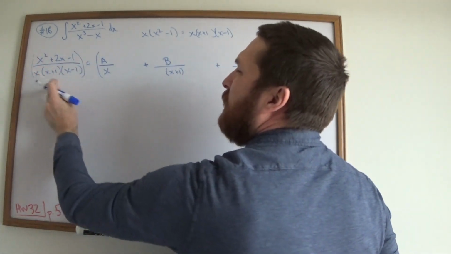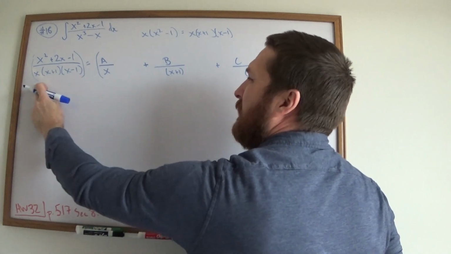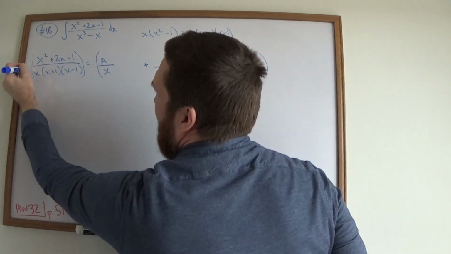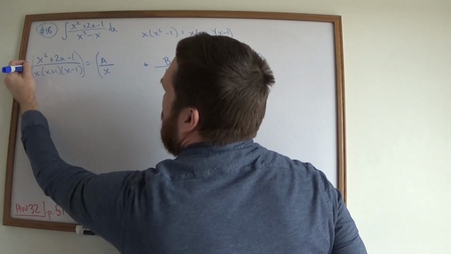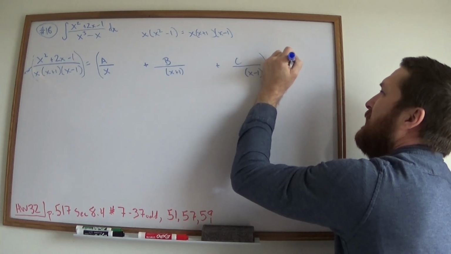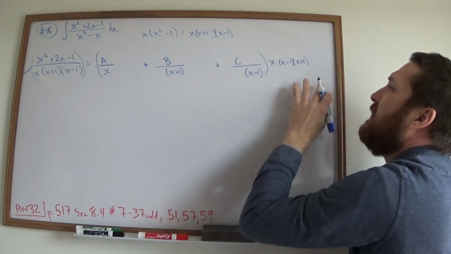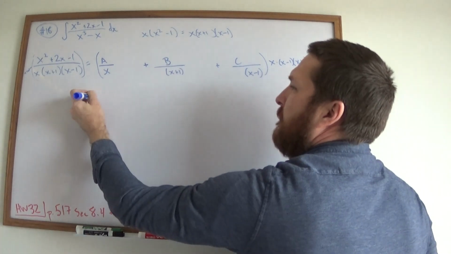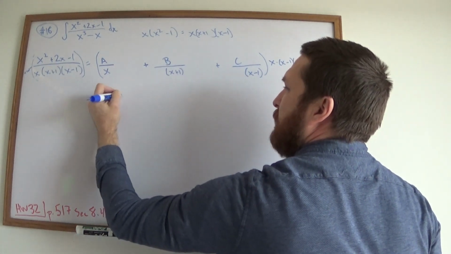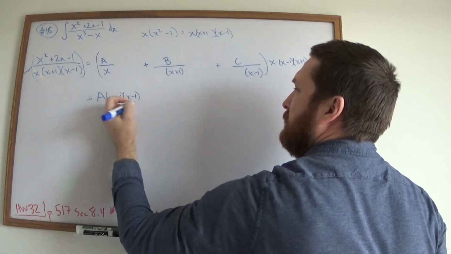So, I'm going to take the right-hand side and the left-hand side. What do I need to multiply by to kill that entire denominator? Just x times x plus 1, x minus 1, whatever the denominator is. Whatever I do to that side, I've got to do to this side. So x times x minus 1, x plus 1. It distributes over. The x kills the x, and we're left with a times x plus 1, x minus 1.